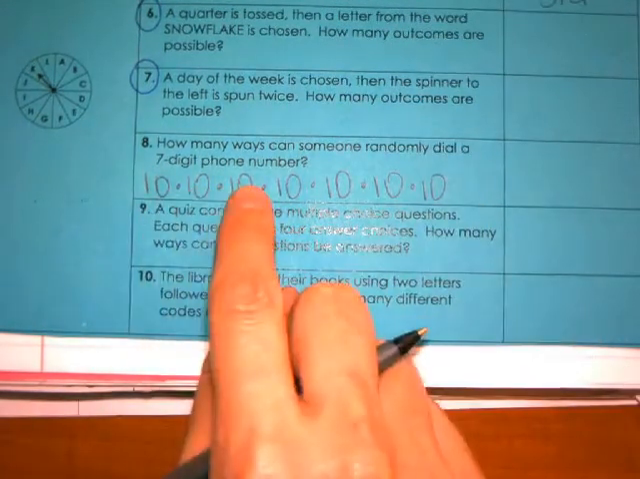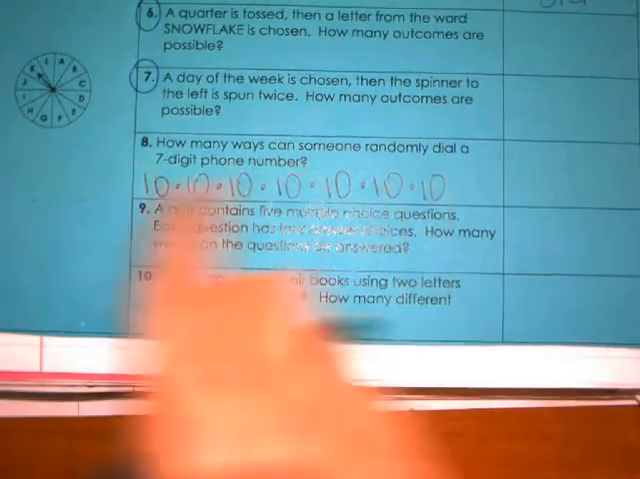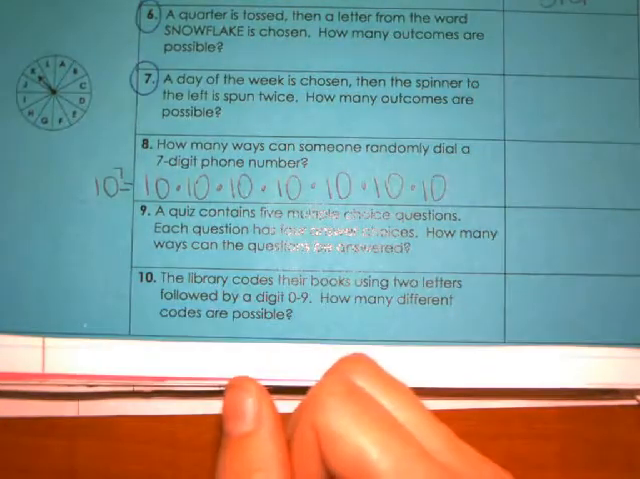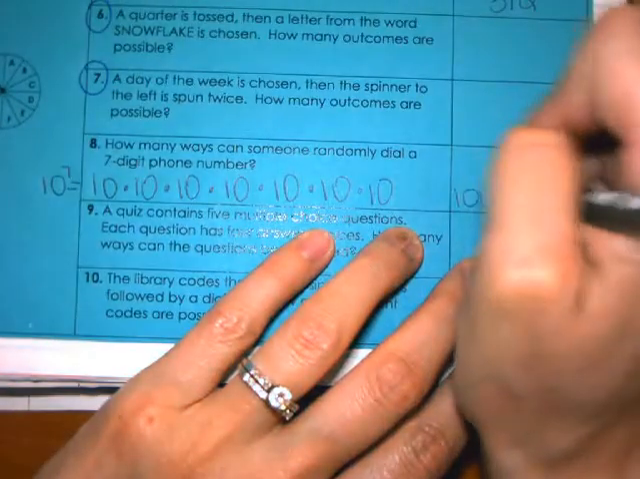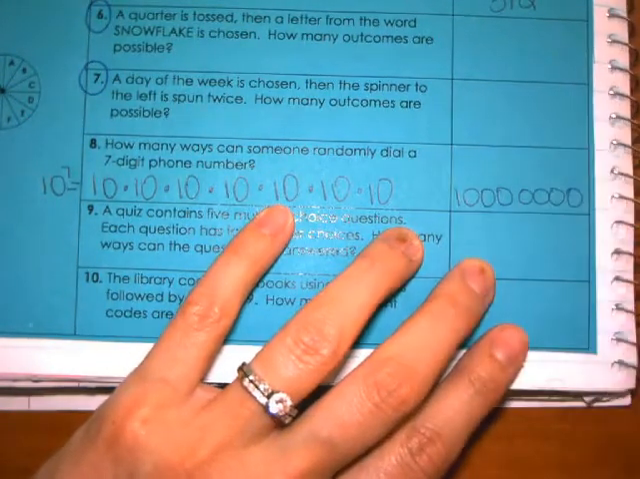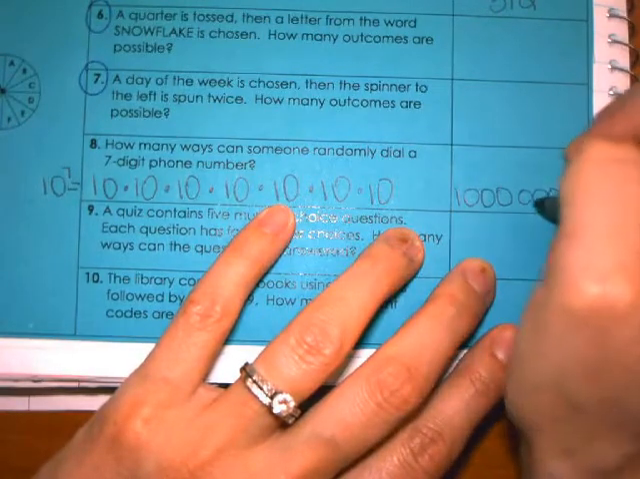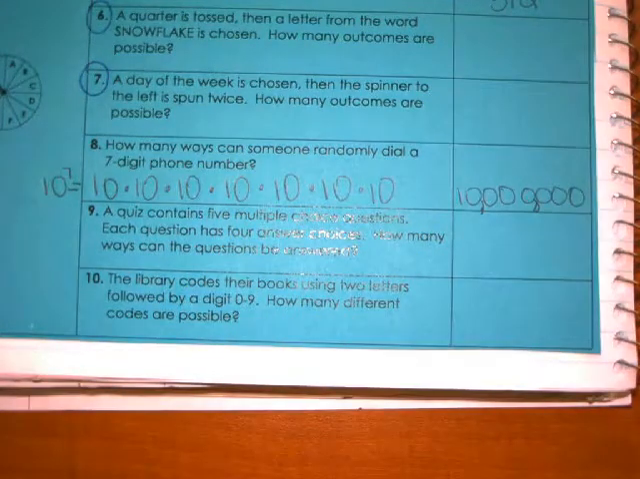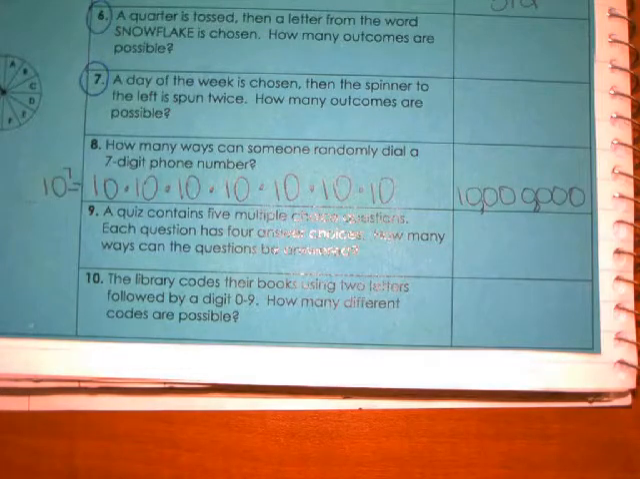So 1, 2, 3, 4, 5, 6, 7. 7 digits, 10 different number options for those 7 digits. We could also write it as 10 to the 7th power. And 10 to the 7th power is 1, 2, 3, 4, 5, 6, 7 zeros. And then just make sure you put your commas in the correct spot, which means your answer is 10 million different ways to come up with a random 7-digit number.